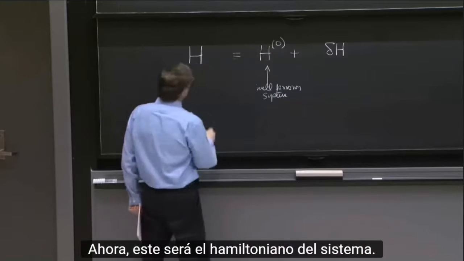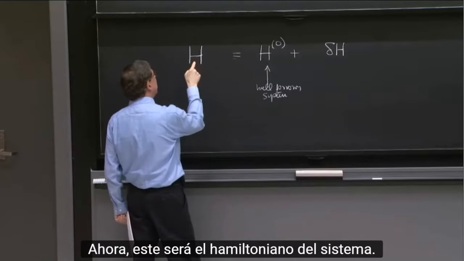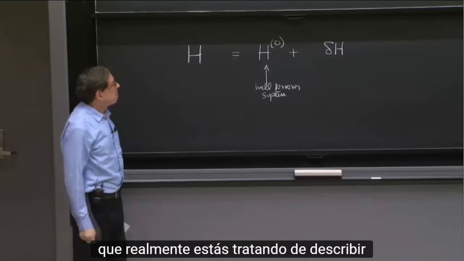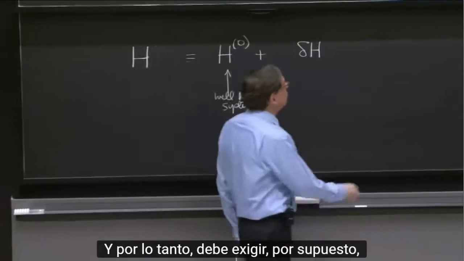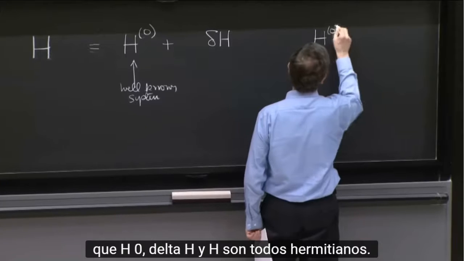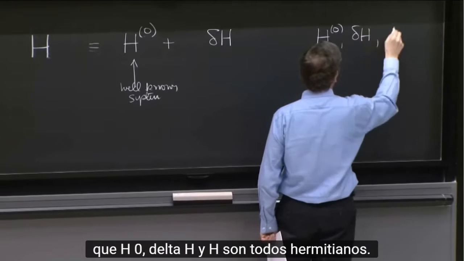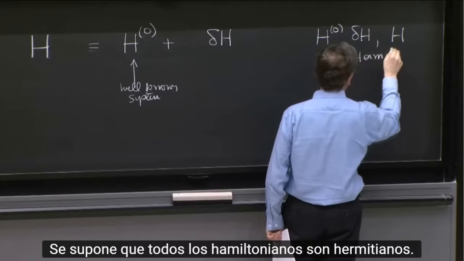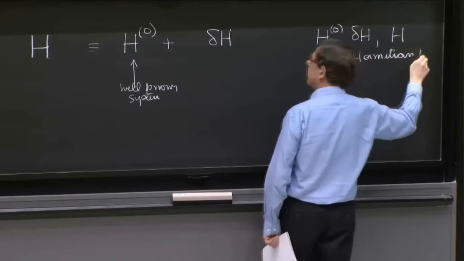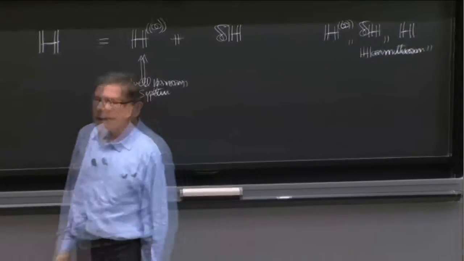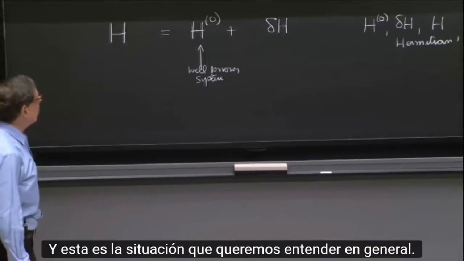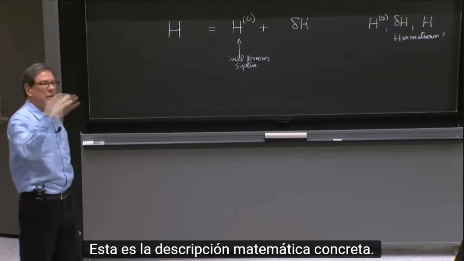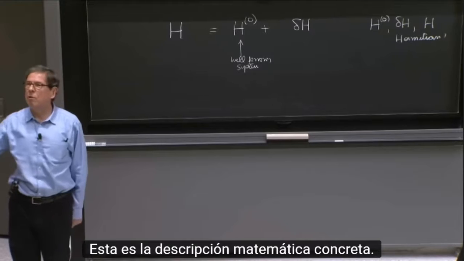Now, this will be the Hamiltonian of the system that you're really trying to describe. And therefore, you should demand, of course, that H0, delta H, and H are all Hermitian. All Hamiltonians are supposed to be Hermitian. And this is the situation we want to understand in general. This is the concrete mathematical description of the problem.